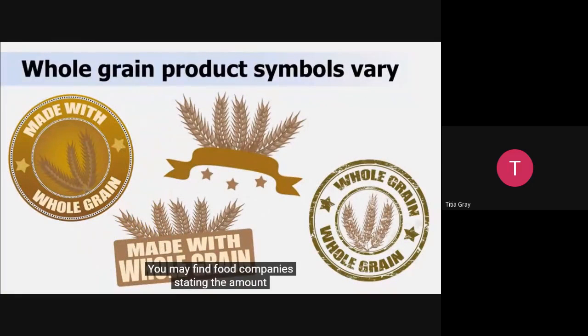You may find food companies stating the amount of whole grains in a serving of their product or using a whole grain symbol to illustrate foods with whole grains. This will be on the front or top of boxes where you can see it as you shop. This is becoming more common on cereal packages. Just be sure to also check the ingredient label.